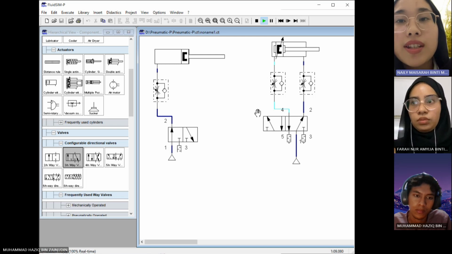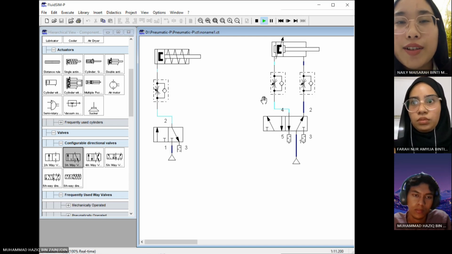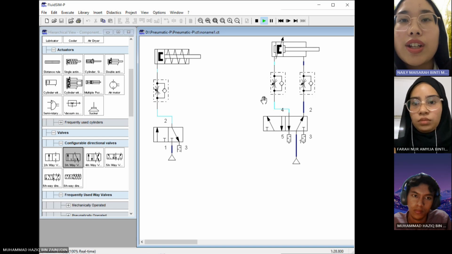When the button is released, the valve returns to its normal position, which makes the spring return to its initial position. And port 2, which is the single-acting actuator, is now connected to the exhaust. Air from the cylinder is released and the spring retracts the cylinder.